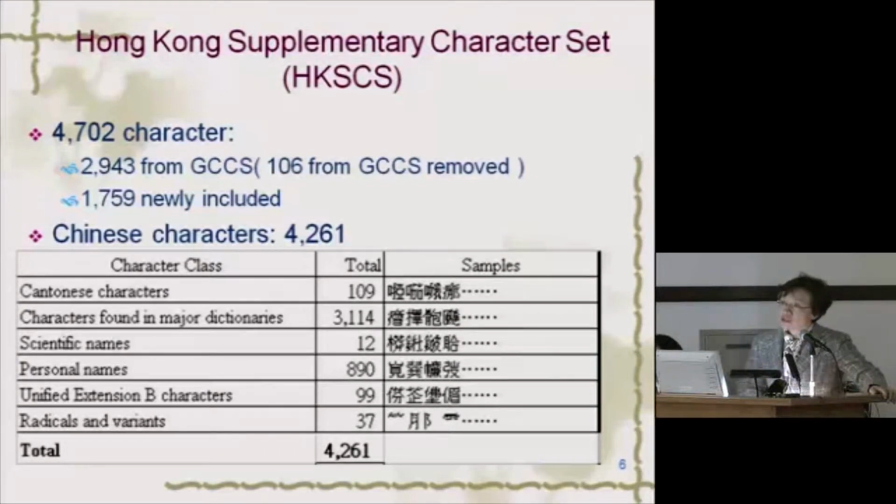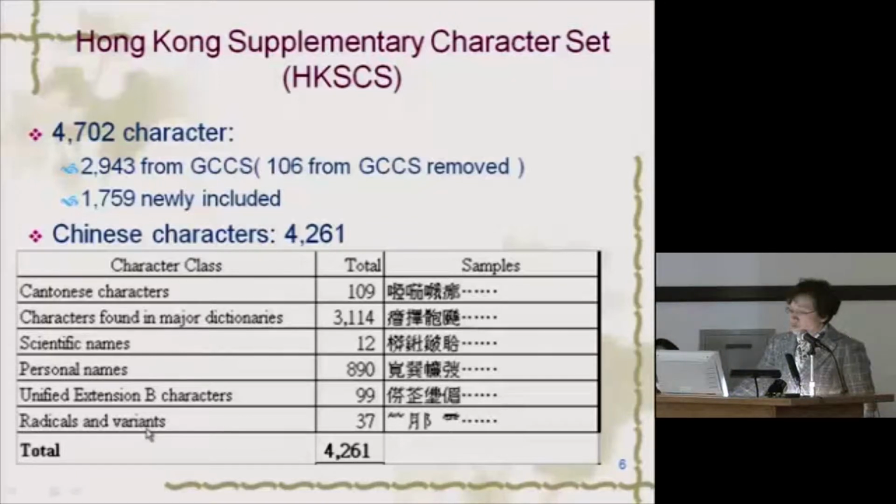Prime Minister Zhu Rongji, his Rong was not in the GB standard in China, so they have to include it because he's so often being referenced. The same thing in Hong Kong. We have a legislative councillor. Her name was widely used in the newspapers, but it was not standardized, not in any standard. So those are included.